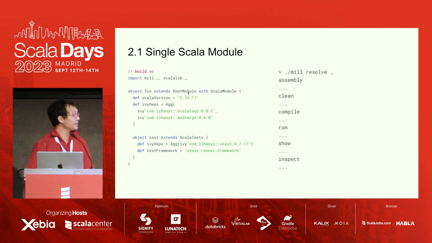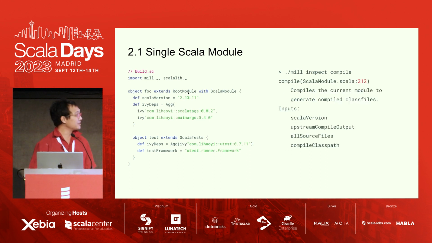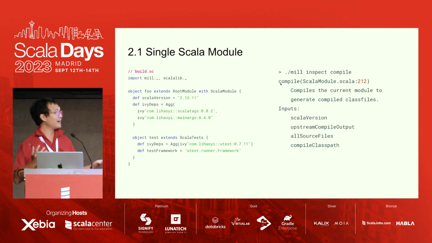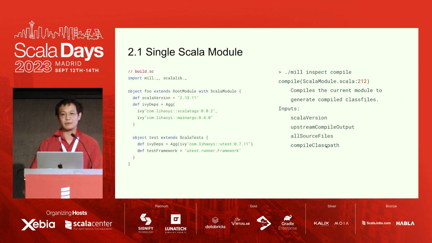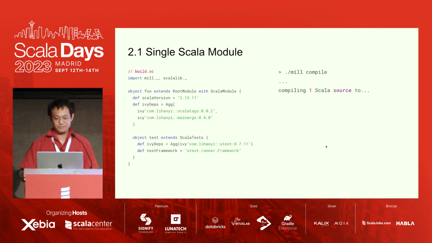So Mill lets you run things like Mill resolve with a wildcard to say, hey, tell me all the things available here in this repository. You can use Mill inspect to say, hey, where does the compile task come from? Let's have a compile task. So it comes from this line. Here's the documentation, Scala doc. Here are the inputs for this. And you can go and inspect any of these inputs to learn more about them and crawl the build graph that way. You run Mill compile, it compiles it.